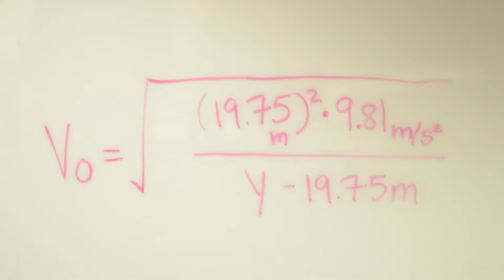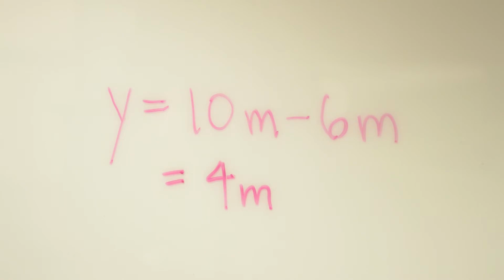Now, let's substitute in some numbers. So here's what we already know. We know the distance from Alex to the hoop, 19.75 meters. We know the acceleration at 9.81 meters. Now, all we have to solve for is the y component before we can solve for the initial velocity. To solve for the y, we have to take the height of the hoop, which is 10 meters, subtracted by the distance from the ground to the ball, which is 6 meters. And we get 4 meters, which is the distance from the ball to the hoop.